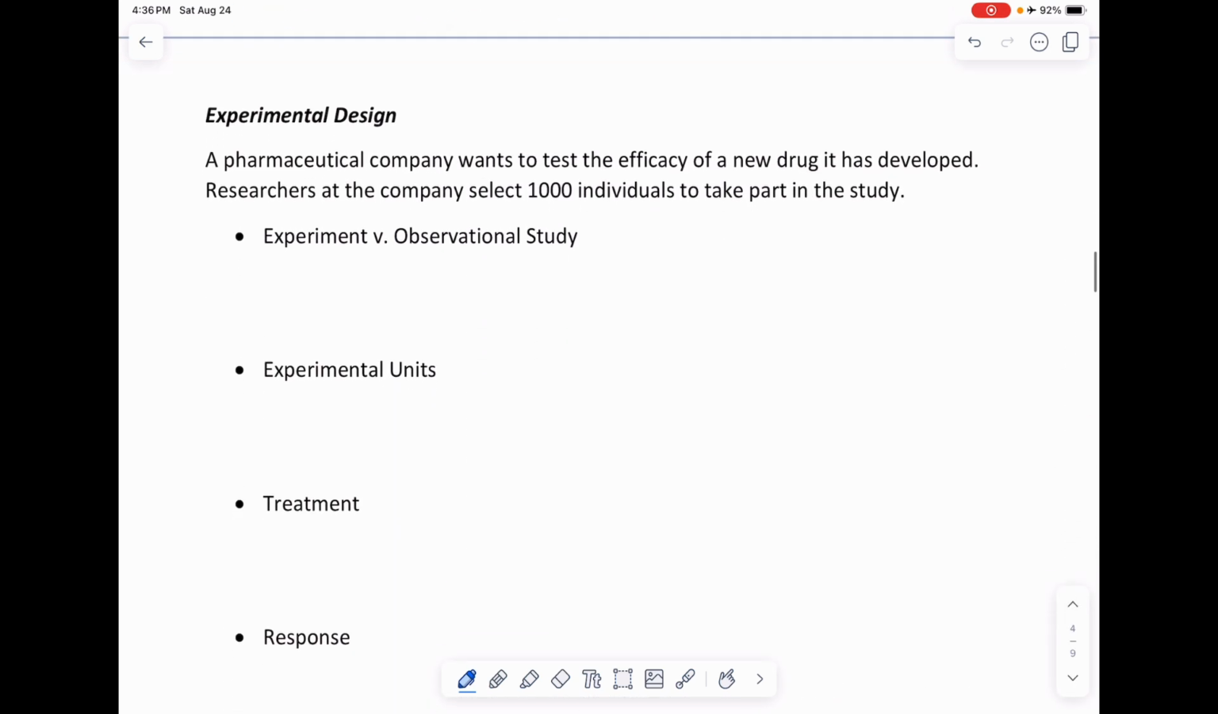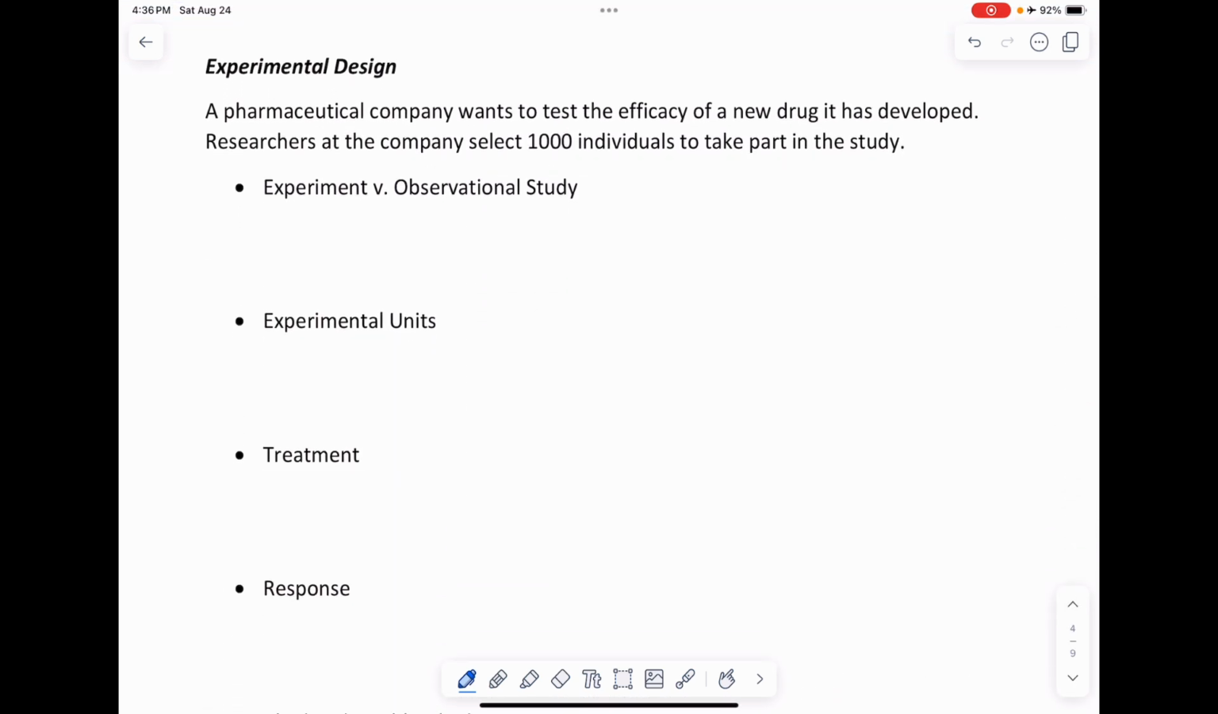Okay, let's talk about experimental design now. So experimental design is really an important concept for two reasons. One is it's how we often will collect data when we're really trying to show causation. We're trying to show that one thing actually causes another thing to happen.